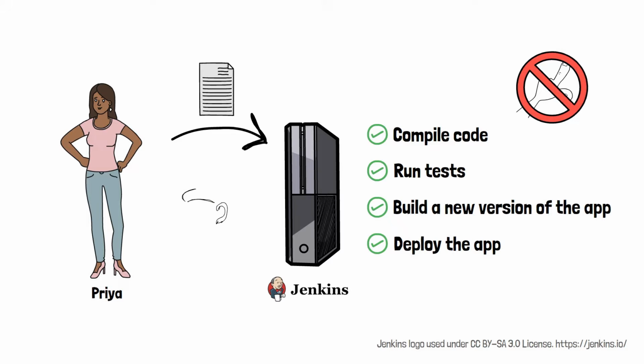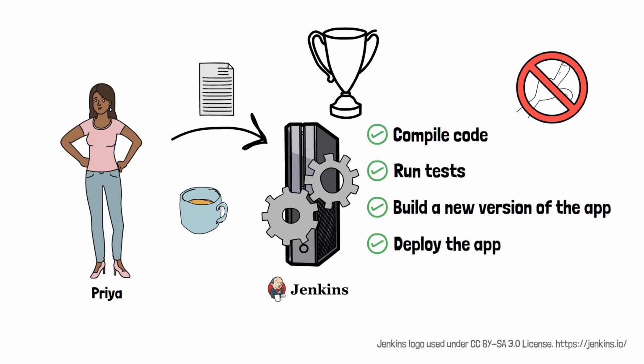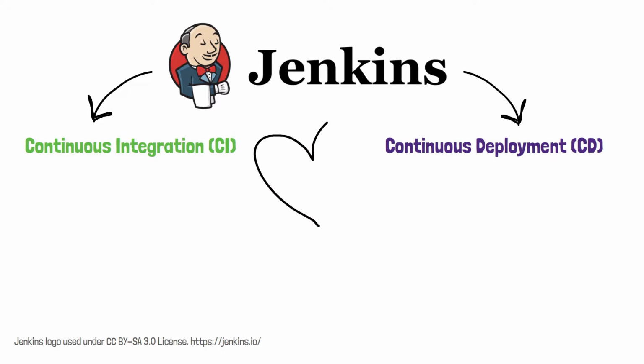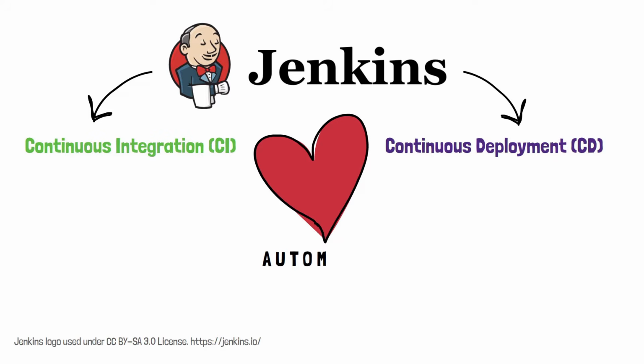So while Priya is taking a short coffee break after completing work on a new feature, Jenkins is working hard in the background to get the new version released. This process helps Priya and her team catch issues early, ensures the software is always in a good state, and automates many manual tasks, making the entire software development process more efficient and enjoyable. In technical terms, Jenkins is a continuous integration and continuous deployment tool. At its heart, it's all about automation and making repetitive tasks easier and more consistent.